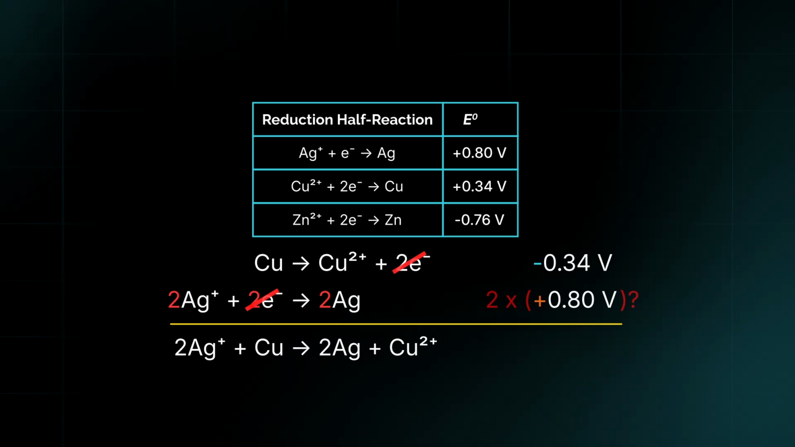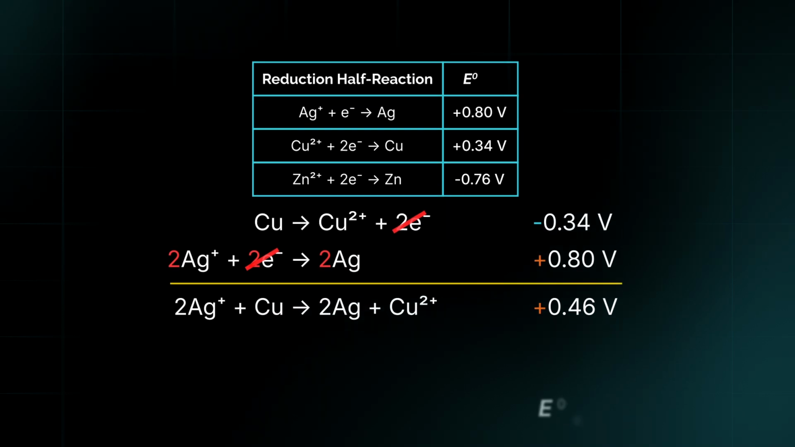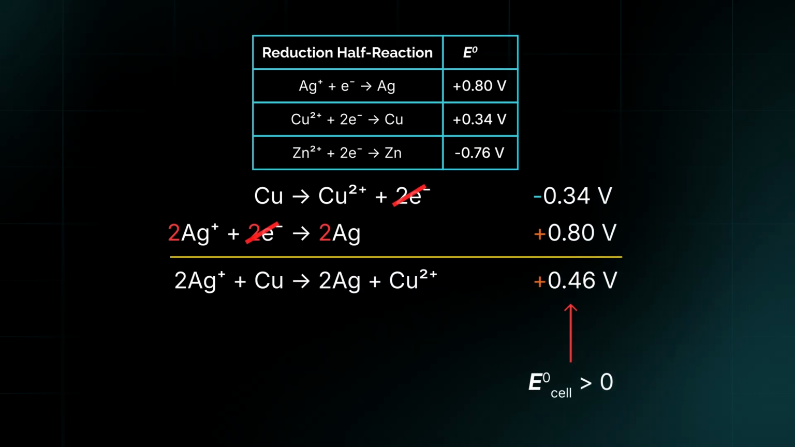The answer is no. Standard reduction potentials are defined per electron transferred. So no matter how many times the reaction happens, the energy difference per electron stays the same. Adding the adjusted standard reduction potential values gives us the total voltage of this reaction. The positive value confirms that the electrons move spontaneously from copper to silver, just like they did from zinc to copper.